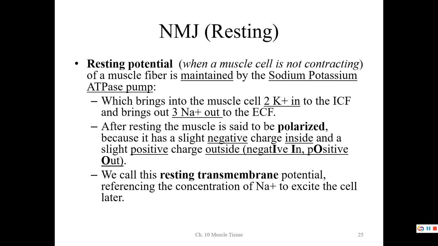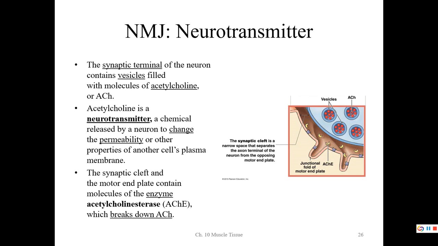Okay, so anyway. All right, so we're going to start off with neuromuscular junction acetylcholine. Now, acetylcholine is found in vesicles. It's the neurotransmitter of the neuromuscular junction, okay? Now, acetylcholine is a chemical that is going to change the permeability of the muscle cell. It's going to change its permeability and other properties of the cell's plasma membrane.